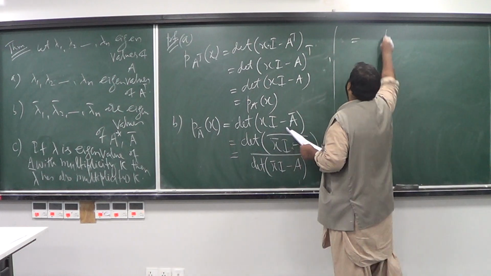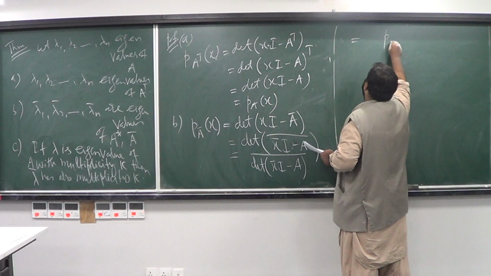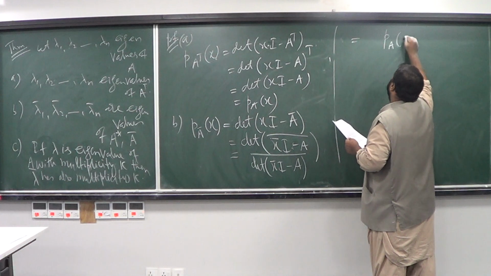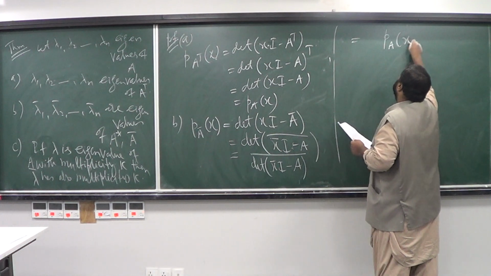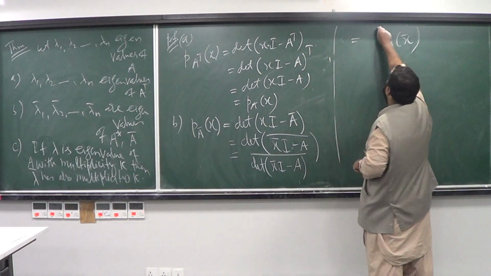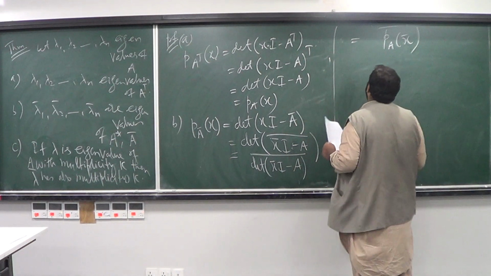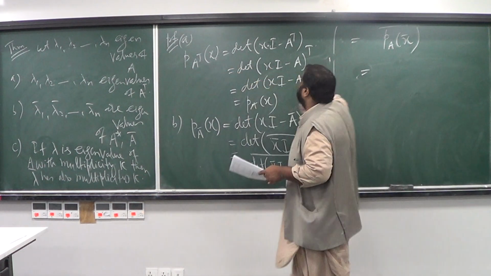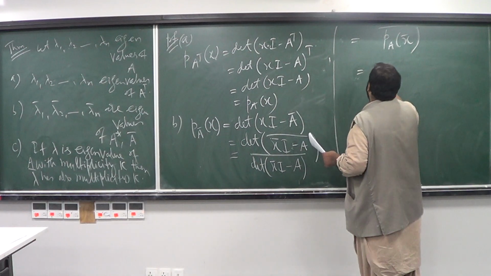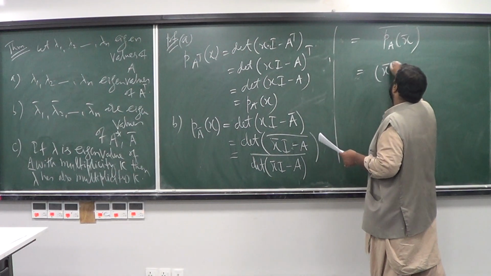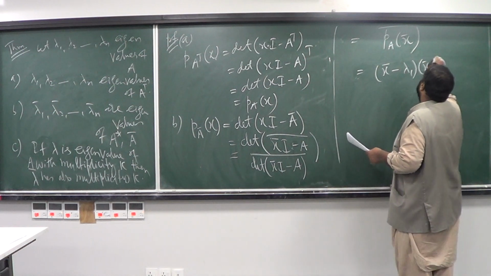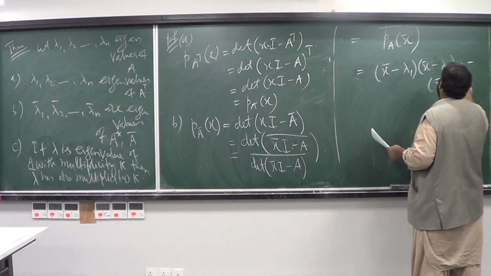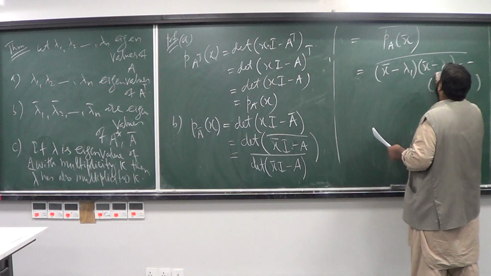Which is same as p_A, the polynomial of the matrix A evaluated at x bar, and a whole bar. We're going to compute this and see what we get. So A has these eigenvalues lambda 1, lambda 2, up to lambda n. So this polynomial can be explicitly written as (x bar minus lambda 1)(x bar minus lambda 2) up to (x bar minus lambda n), and conjugate on the entire thing.